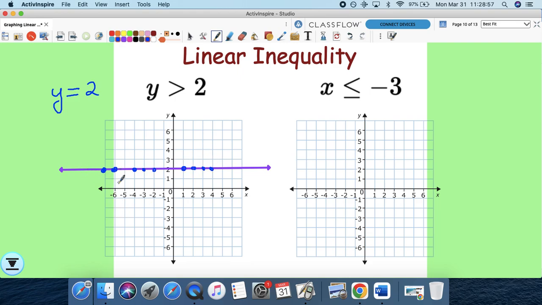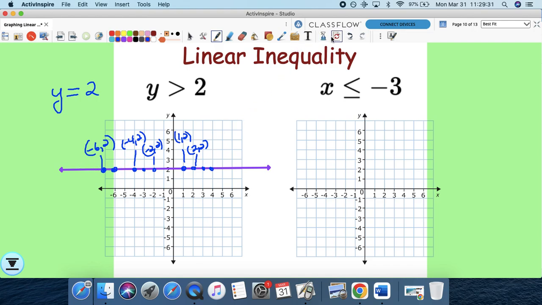Well, y equals 2 because if you take a look at this point here, that's negative 6 and 2. This one right here is negative 4 and 2. This one right here is negative 2 and 2, right? This one right here is 1 and 2. This one here is 2 and 2, and so forth. Every y value on this line is equal to 2. The x can be anything, but the y values are equal to 2. So this is called y equals 2.